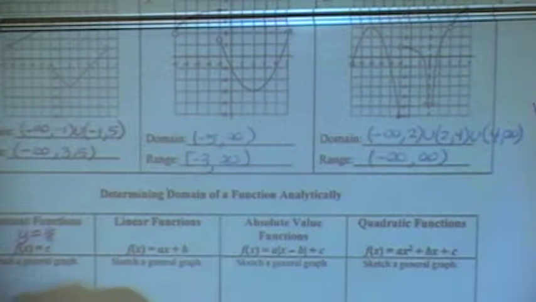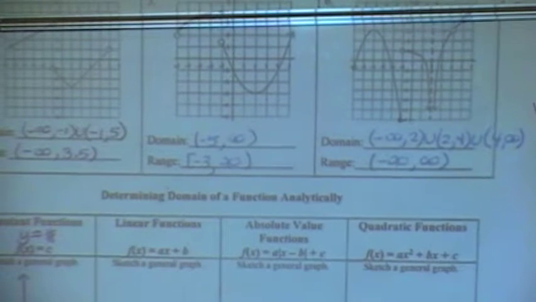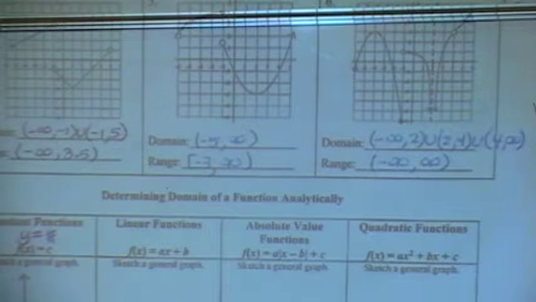Okay, so it says sketch a general graph. It really doesn't matter what your graph looks like. But here's my coordinate grid. This could be anything. It could be a positive or a negative number. What is it going to look like, though? A slope is a straight line. Straight horizontal line, because it would have a slope of 0. So it would be a straight line like this.